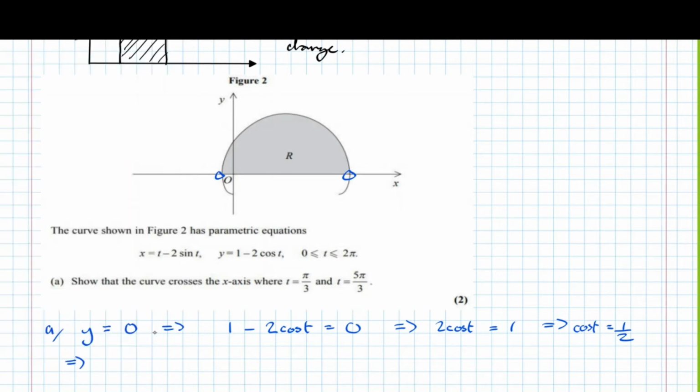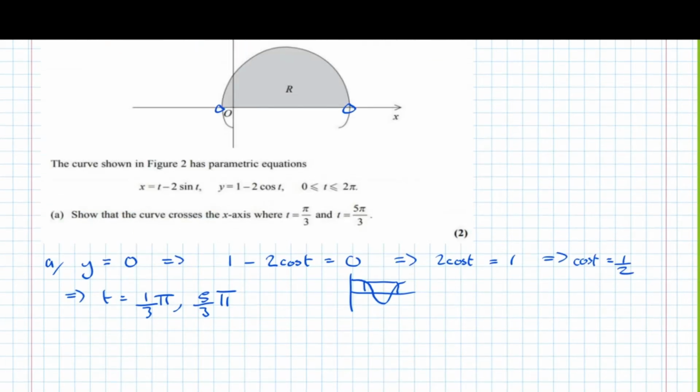Third pi, which means that t equals 1/3 pi, and just a quick sketch of the cos graph, like that. We can see that one solution's a third pi from the left, so the other solution's a third pi from the right, which gives me 5/3 pi as required. So that bit's done. Right, so next part.